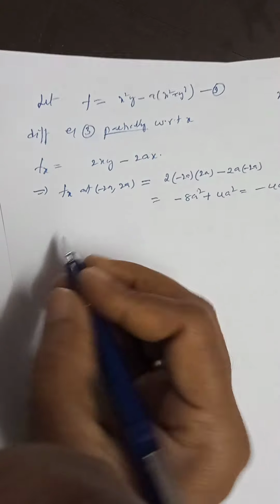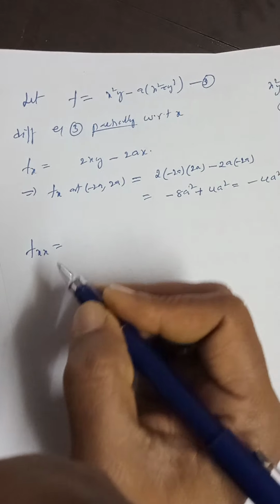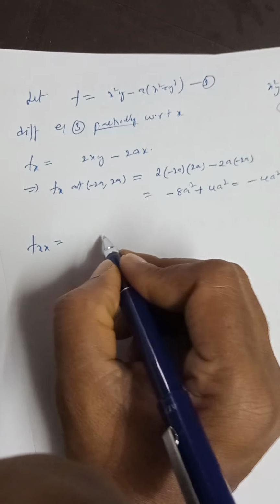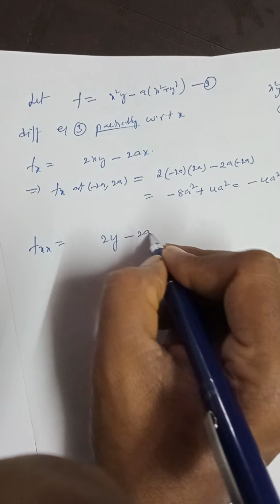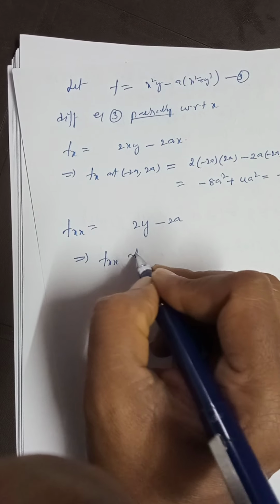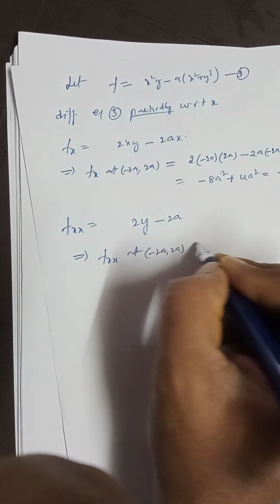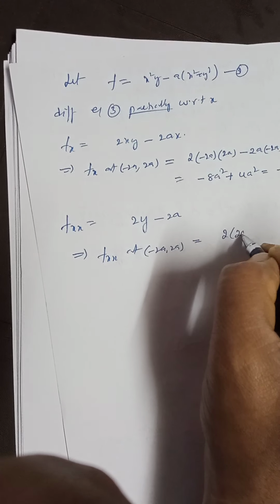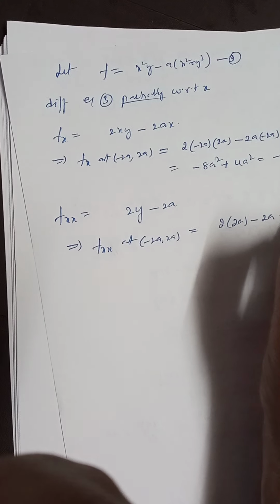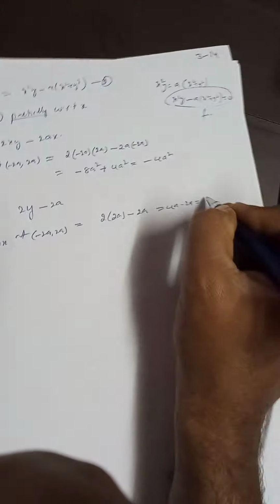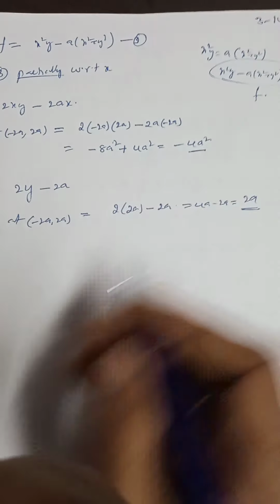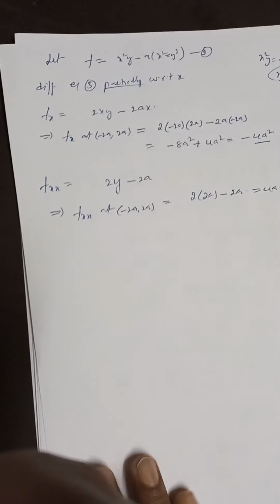Next, now fxx, that means second time partial differentiation, that is equal to what you will get here? 2y minus 2a. Now that implies fxx value at minus 2a comma 2a is equal to 2 into 2a minus 2a, which is nothing but 4a minus 2a is equal to 2a. Now fx value we know, fxx value we know, right?